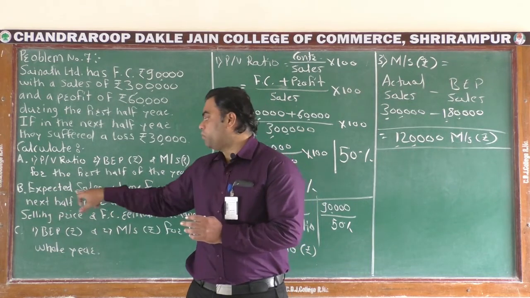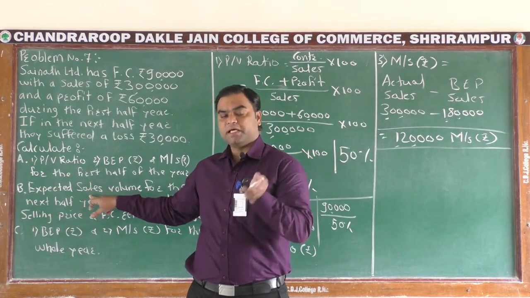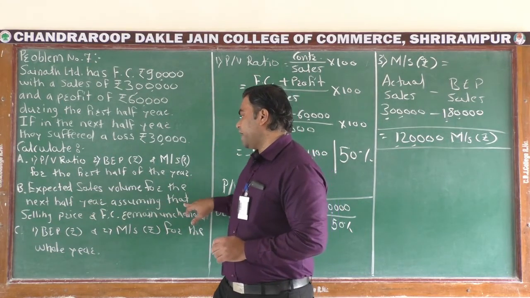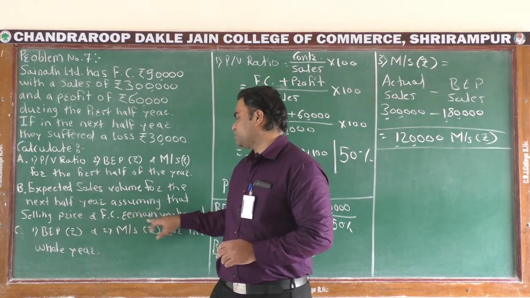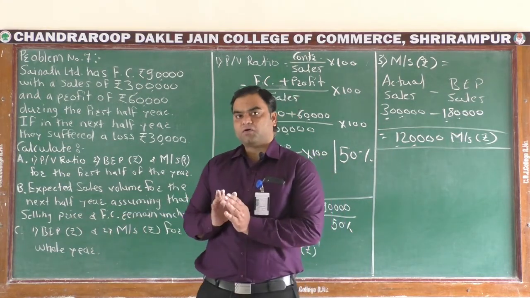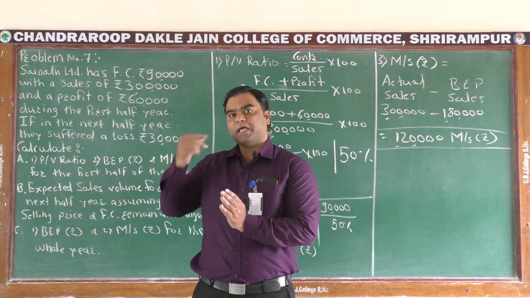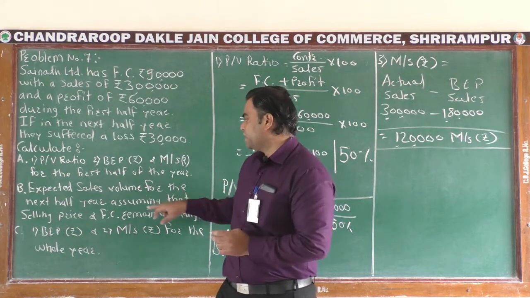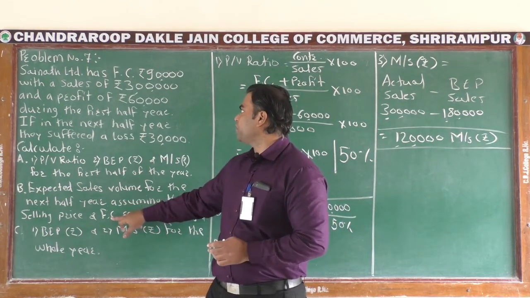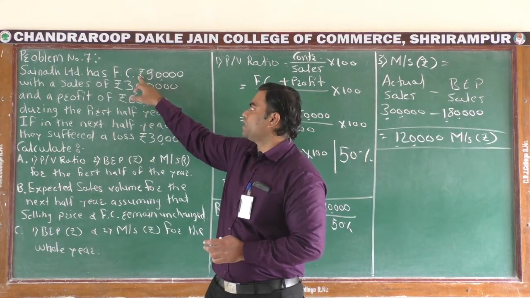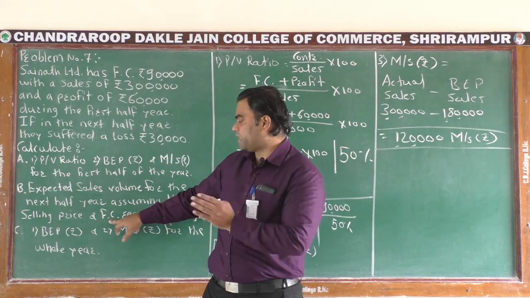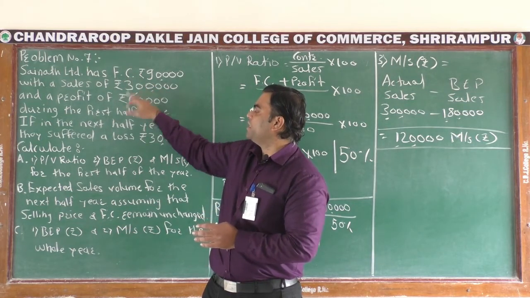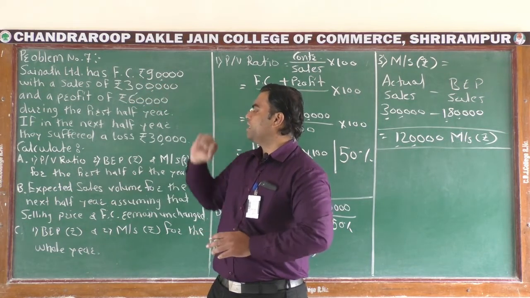What will be the amount of sales in the next half year, assuming that, what we have to assume? Assuming that selling price and fixed costs remain unchanged. Means fixed cost and selling price will be same as it was in the first half of the year. Means in second half also fixed cost will be same as first half. Fixed cost of second half of the year will be same as per the fixed cost of first half. Means in second half also fixed cost is 90,000.